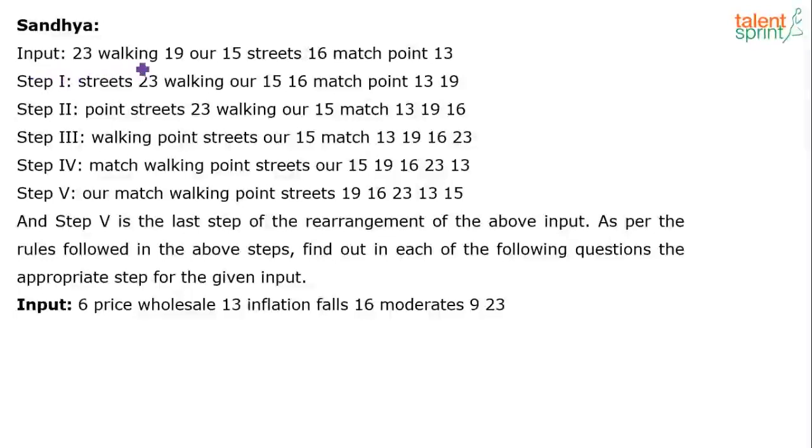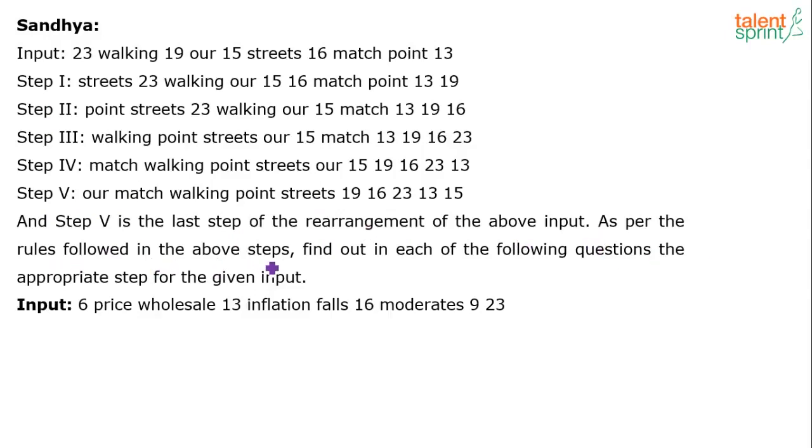Look at the input: 23 walking, 19 hour, 15 street, 16 match, 0.13. So basically an input line of words and numbers is given. There's a step-by-step rearrangement process, right? 1, 2, 3, 4, 5. Step 5 here. And then he says step 5 is the last step of the rearrangement of the above input.